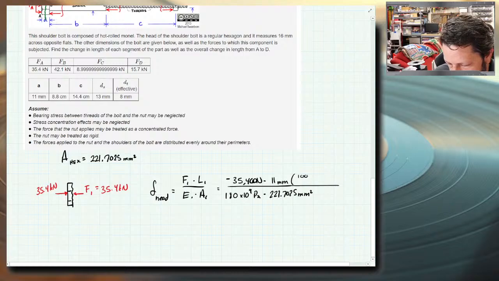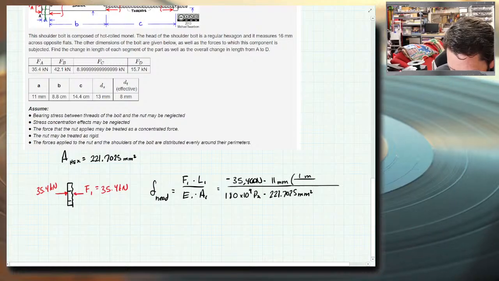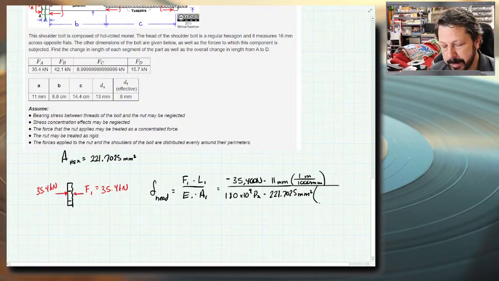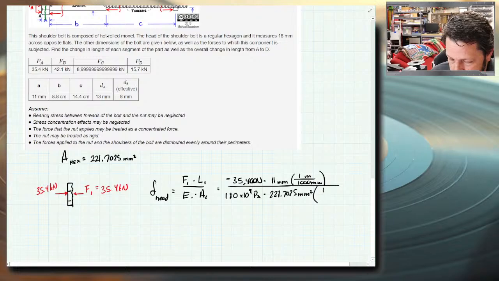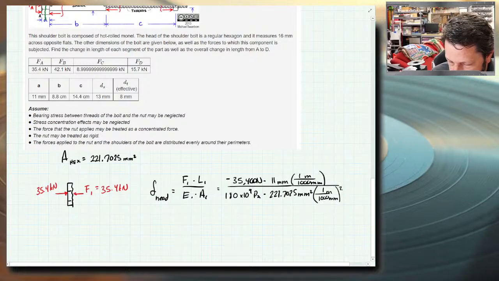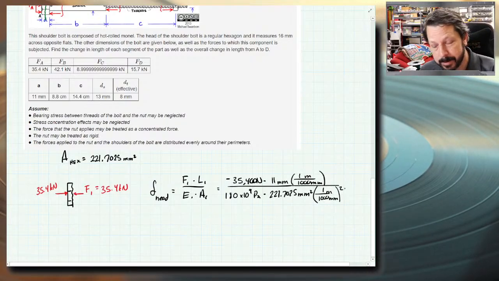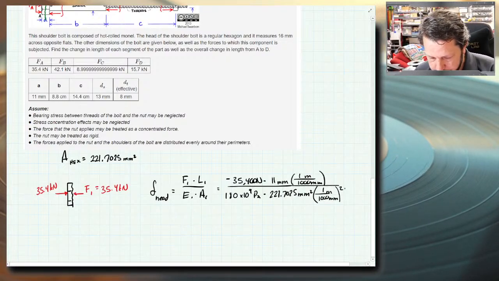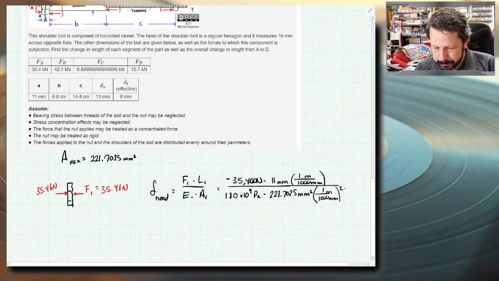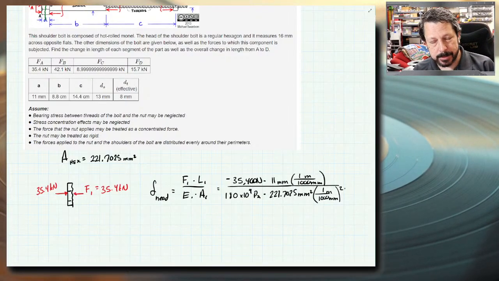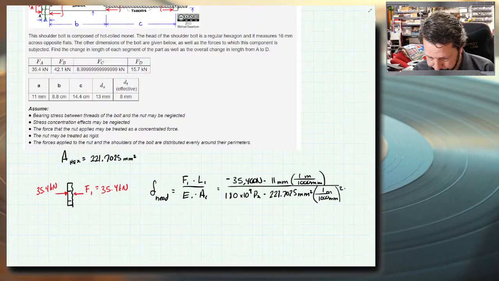So this is 1,000, well, 1 meter is 1,000 millimeters. Be careful converting the area because I have millimeters squared. So 1 meter is 1,000 millimeters, but I need to square that so that I actually end up with canceling out millimeters squared. I can't cancel out millimeters squared with just 1 over millimeter. So I need to square the conversion factor also. All right, looks like we have all of the stuff in there that we can calculate how much the bolt head got squished.